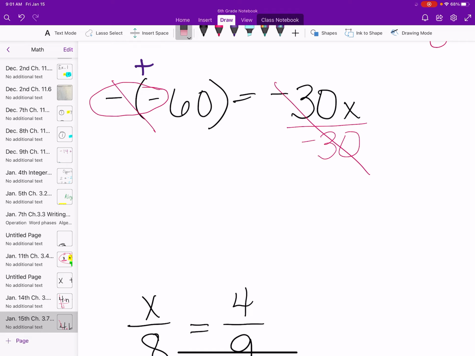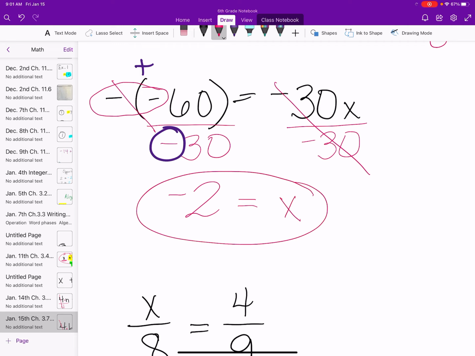Okay, so we are at the point where we are dividing by negative 30 on each side. So I have a positive 60 divided by negative 30. 30 goes into 60 two times. And because I only had one negative, my answer needs to be negative, and I have negative 2 is equal to x.